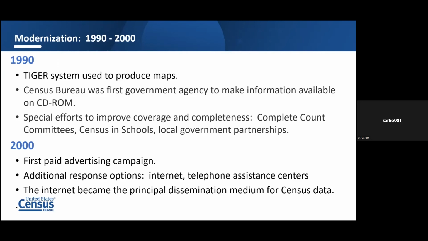The internet did become the principal dissemination medium for the 2000 census. All four of the detailed files, now called summary files, were available to be downloaded as soon as they were released. Individual tables could be viewed through the Census Bureau's online database, which was called American Fact Finder at the time.